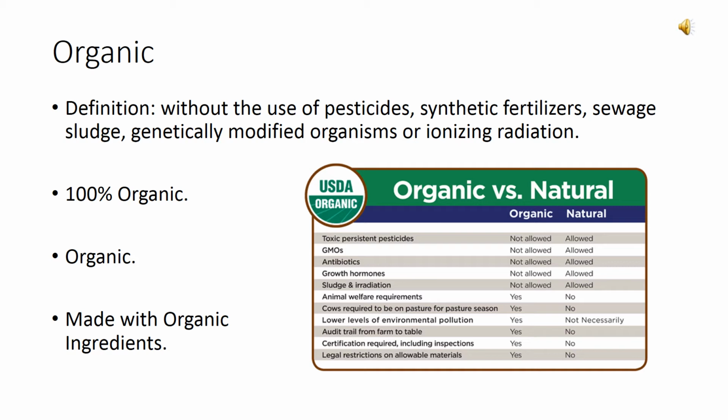Only when you see 100% organic does it mean that all of the ingredients in the food were made with organic ingredients. If the label just says organic, 95% or more of the food is organic. The other 5% does not have to be. If you see made with organic ingredients, this means that just 70% of that food is made with organic ingredients.